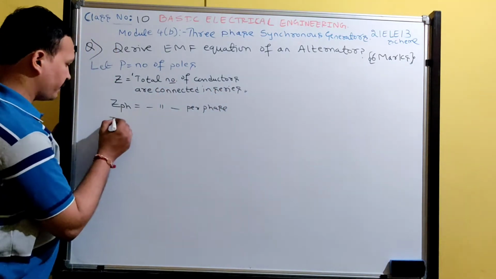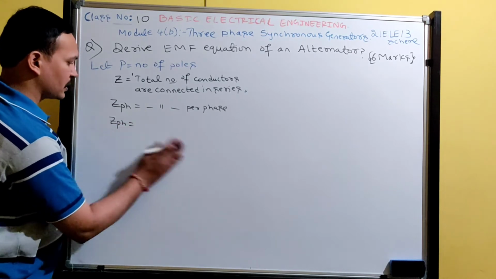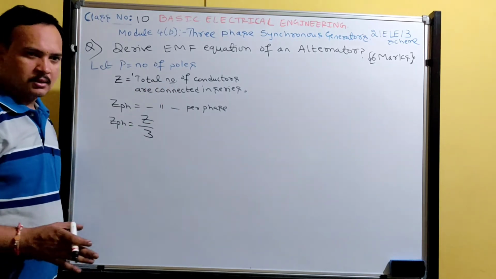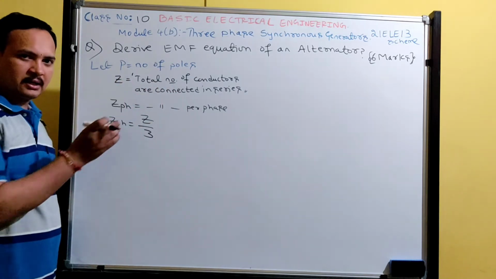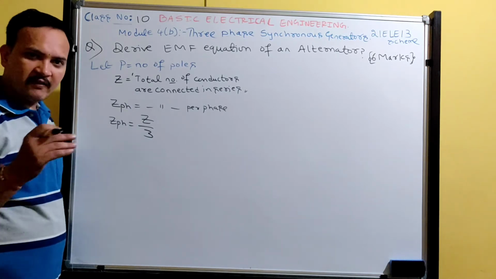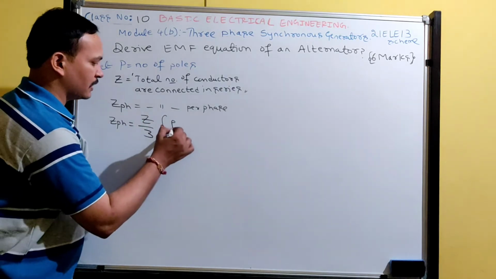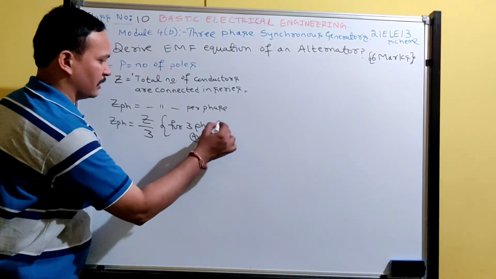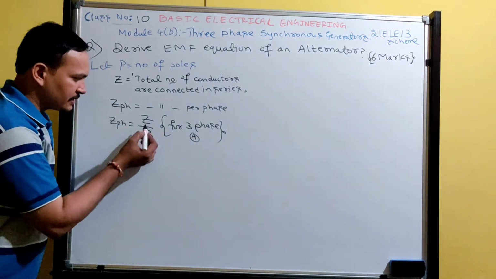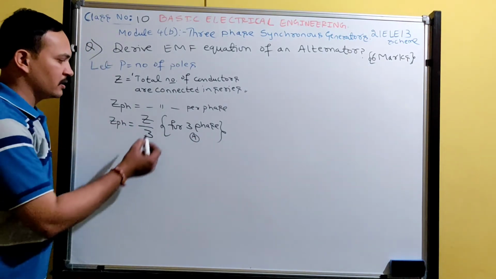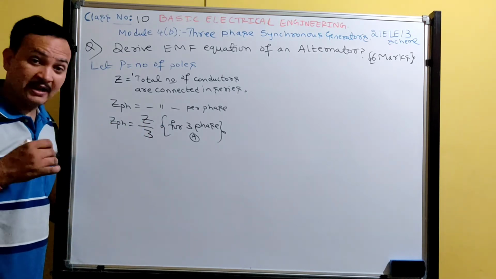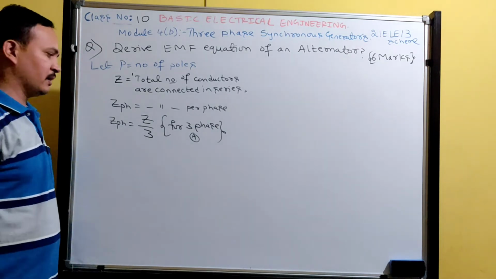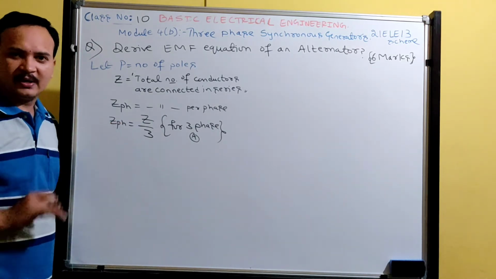And there is a formula for this. Z_PH is equal to Z by 3. There are so many conductors, but if I want to divide those conductors per phase for a 3-phase alternator, Z_PH is written as Z by 3. For 5-phase, you write Z by 5. For 10-phase, you write Z by 10. However, commonly we use a 3-phase alternator, so the Z_PH formula is Z by 3.